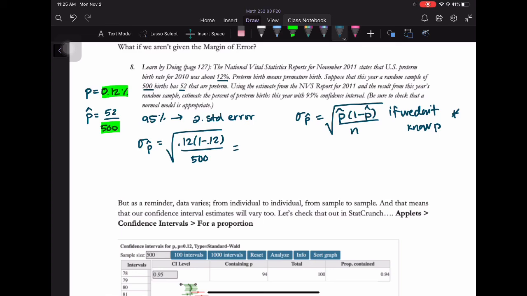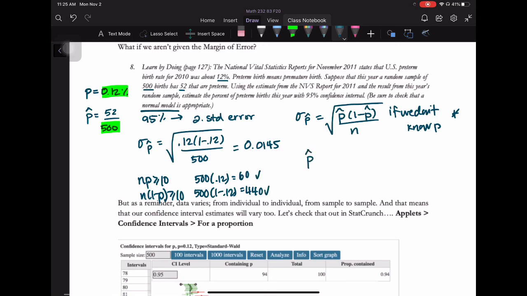Now, I have a standard deviation of 0.0145. Now I need to check that the normal model is appropriate. That means I need to check np greater than or equal to 10 and n(1 minus p) greater than or equal to 10. That's 500 times 0.12 and 500 times 1 minus 0.12, which gives me 60 and 440 respectively. The normal conditions are met.